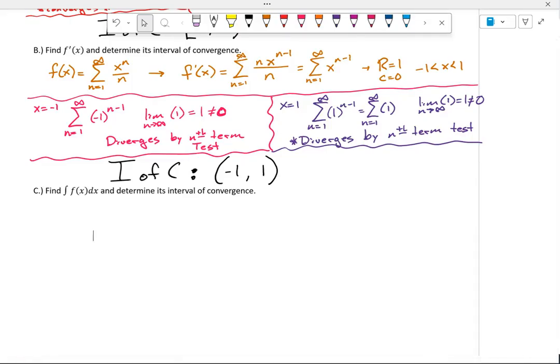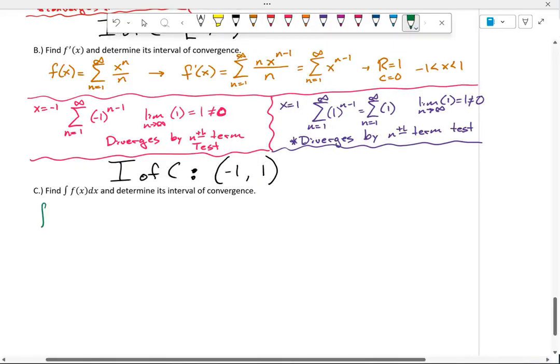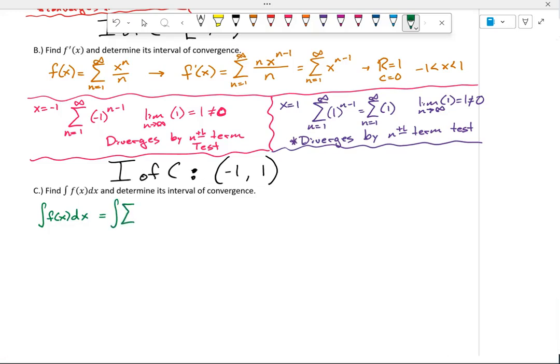Let's do part C. All right, so let's go ahead and do the integral of f of x dx. So that means we're going to be doing the integral of the sum, n equals 1 to infinity, of x to the n over n. Remember the very first problem we did yesterday, I can pull everything out that does not have an x. So I'm going to go ahead and say, hey, I have the sum as n equals 1 to infinity of 1 over n times the integral of x to the n dx.